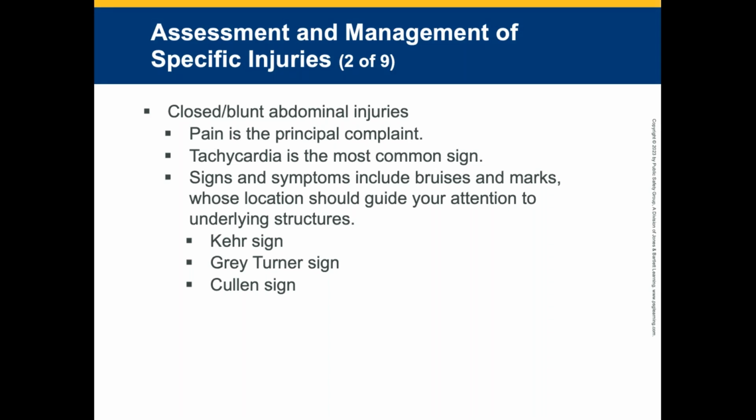Grey Turner sign is bruising in the right upper quadrant, left upper quadrant, or flank that suggests injuries to the liver, spleen, or kidneys. Cullen sign is bruising around the umbilicus that is predictive of internal abdominal bleeding. Then we have guarding, where the patient intentionally or unintentionally stiffens the muscles of the surface of the abdomen. Then we have closed abdominal injuries that may initially appear as abrasions to the surface of the skin.